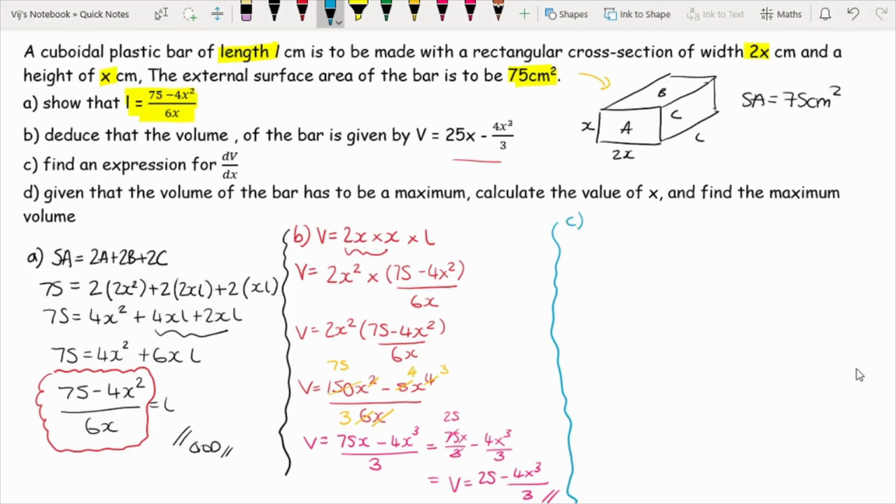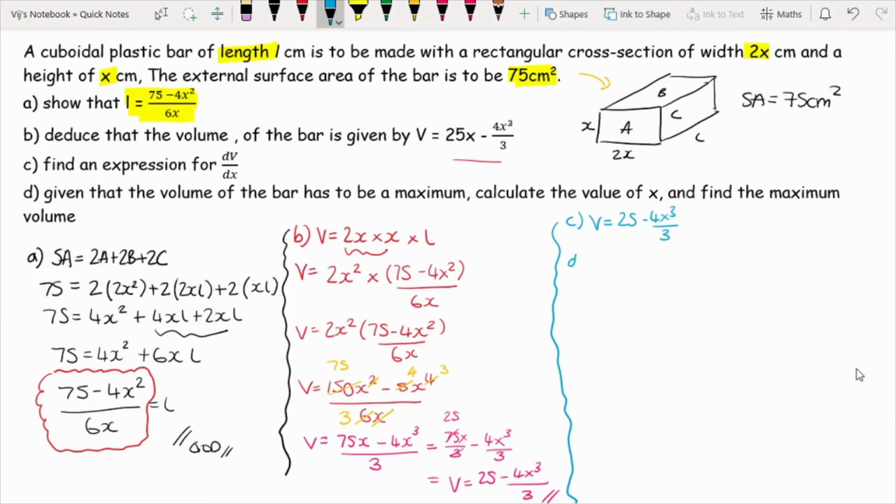With regards to C, we've now been asked to work out dV over dx. Well, we know that V equals 25x minus 4x cubed over 3. The good thing about these questions is that I didn't need to work out B correctly to work out C, because they've already told me in the question what V is. Even if I don't get to work out what V is for part B, I can still use it for part C, and that's one of the advantages of this particular question, because obviously if you're not getting the equation for V, you've got no chance with this question.